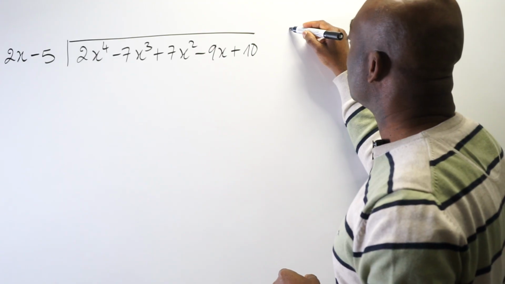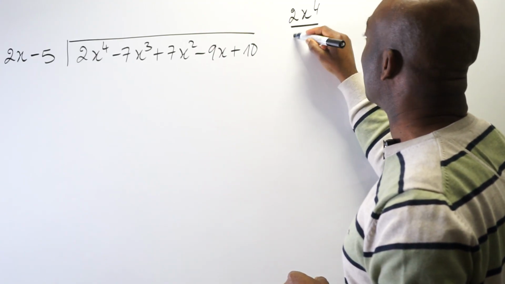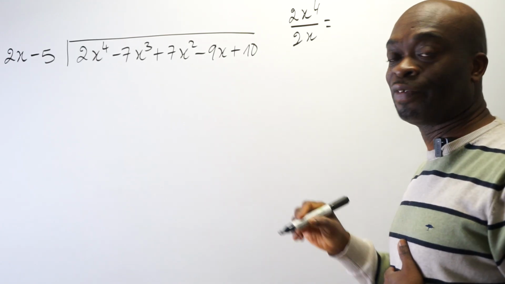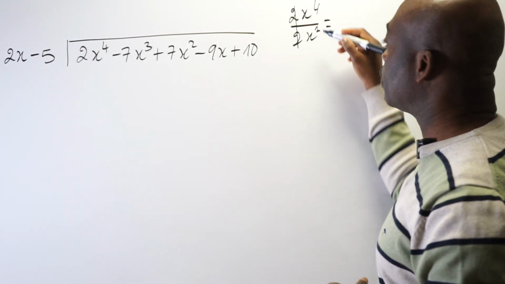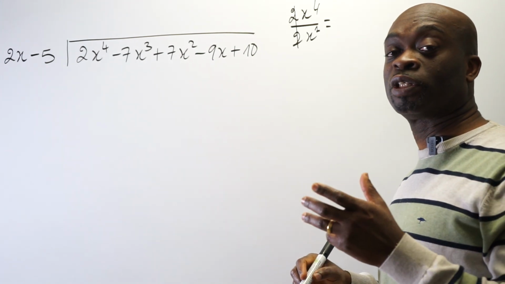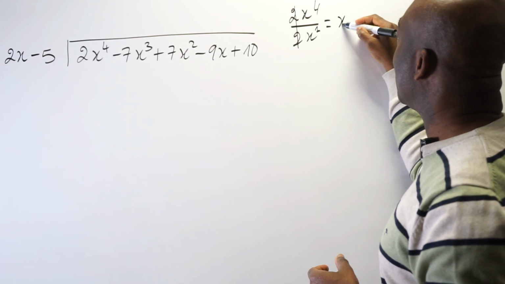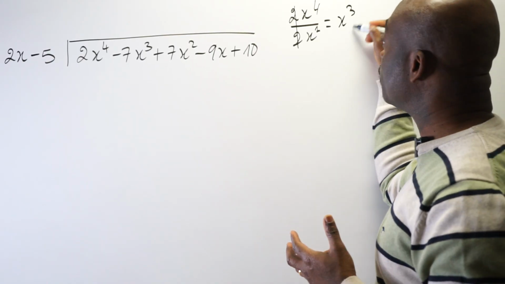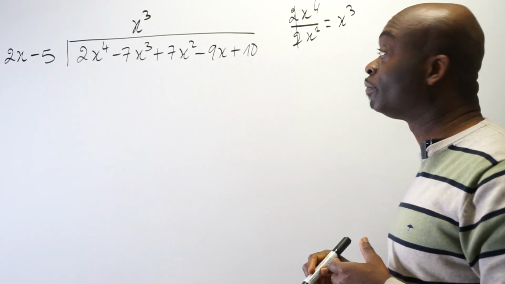So it's going to be 2x to the fourth divided by 2x. What would that give us? 2 out. X to the fourth divided by x to the first. When we're dividing same variables, what do we do to the power? We subtract them. So that means 4 minus 1. That'll be x to the third. And what do we do with this? We take it, we plug it right here. Put it right there. All right?